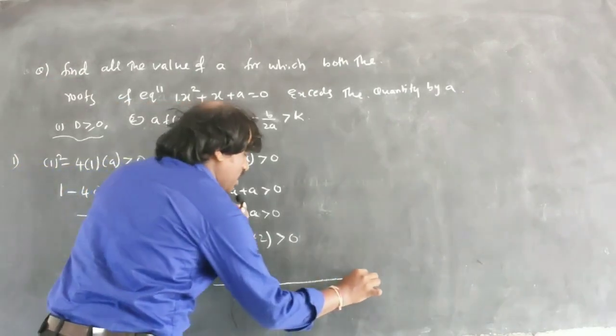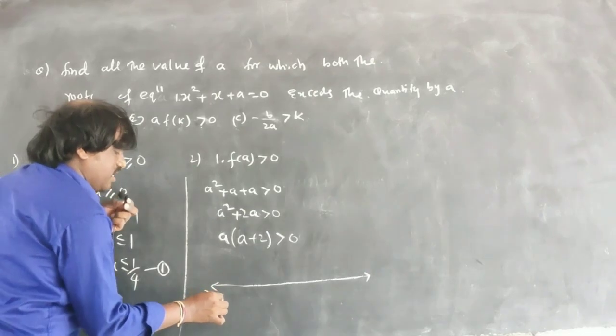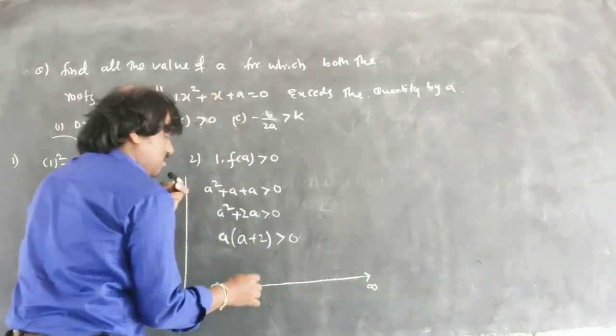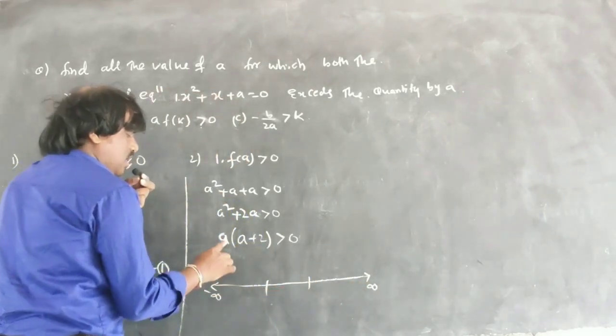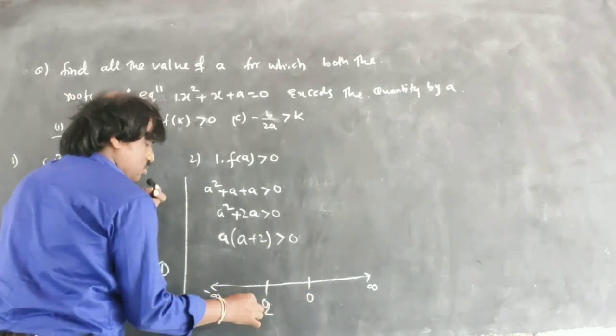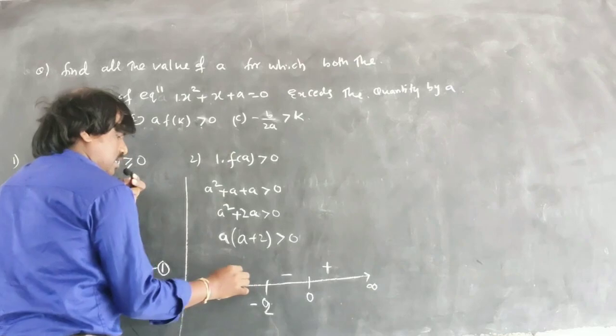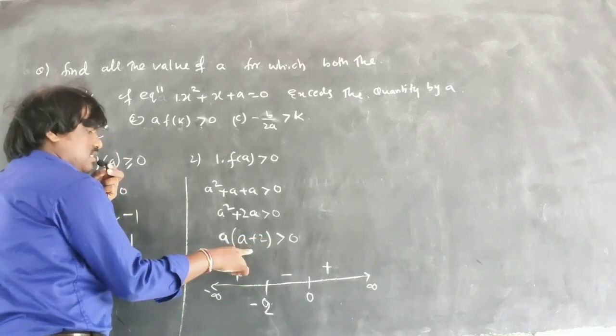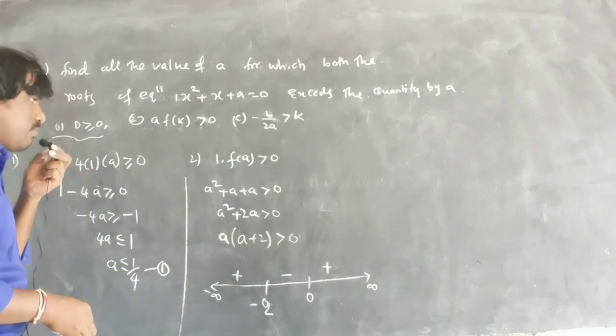So you just draw a number line. It is minus infinity to plus infinity. Now let us plot the zeros here: A is 0, and here is minus 2. Let us take plus, minus, plus. The positive is the answer. You have greater than, so positive will be the answer.